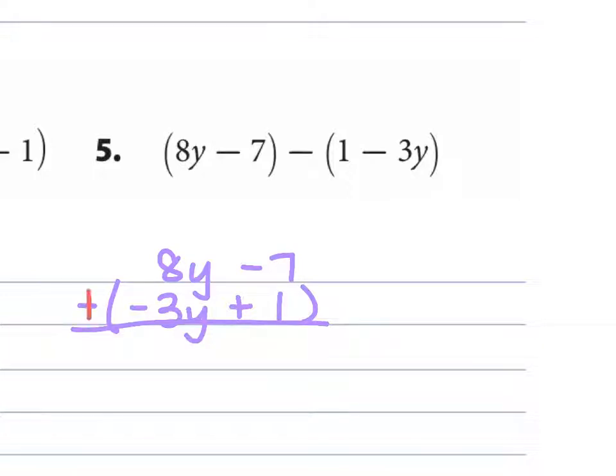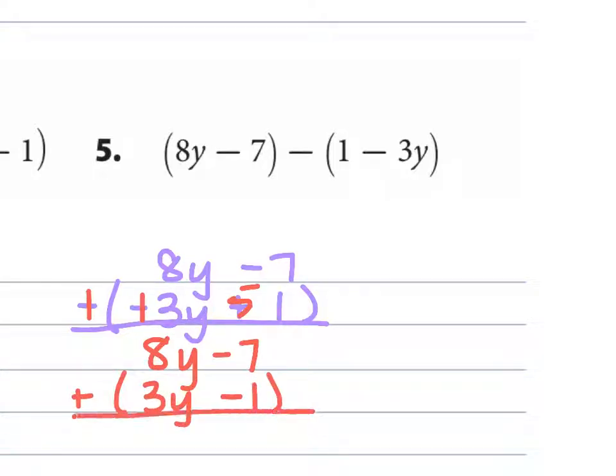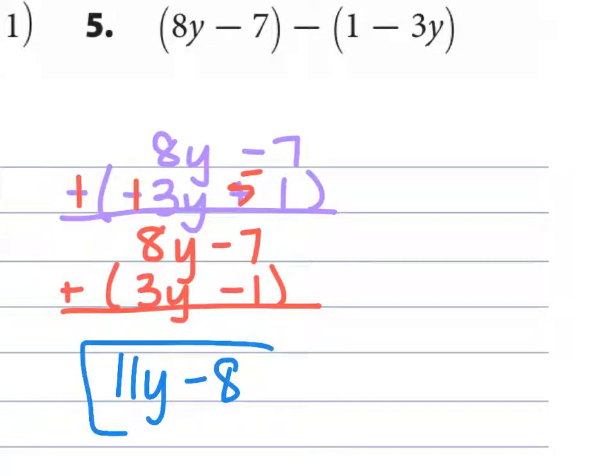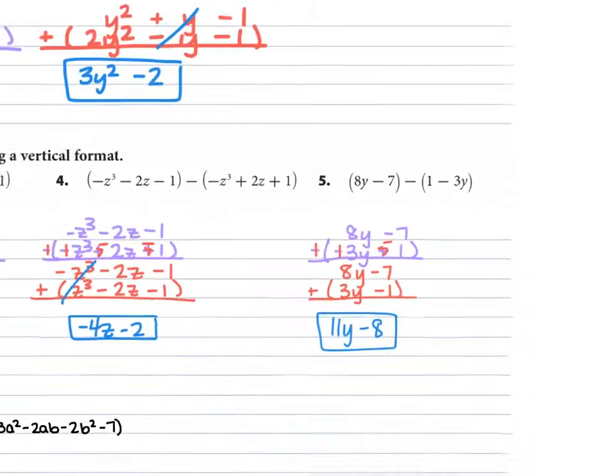So now distribute that negative, change the sign on everything underneath, rewrite 8y minus 7 plus 3y minus 1. 8y plus 3y is going to give us 11y, and the negative 7 minus 1 is negative 8. So 11y minus 8.